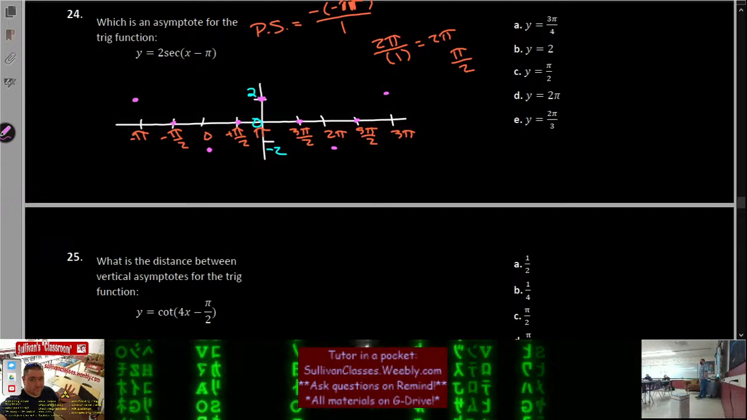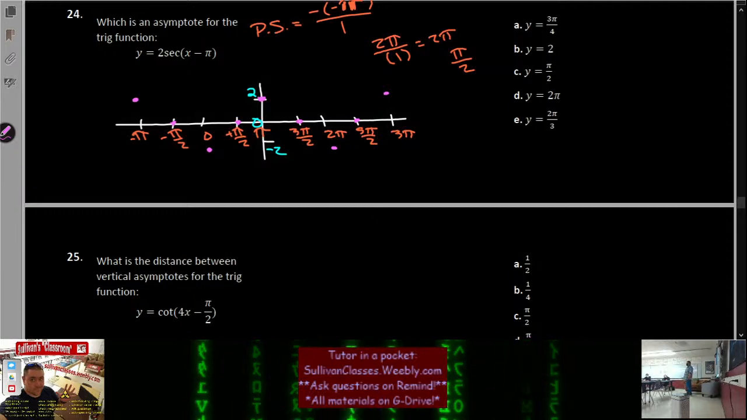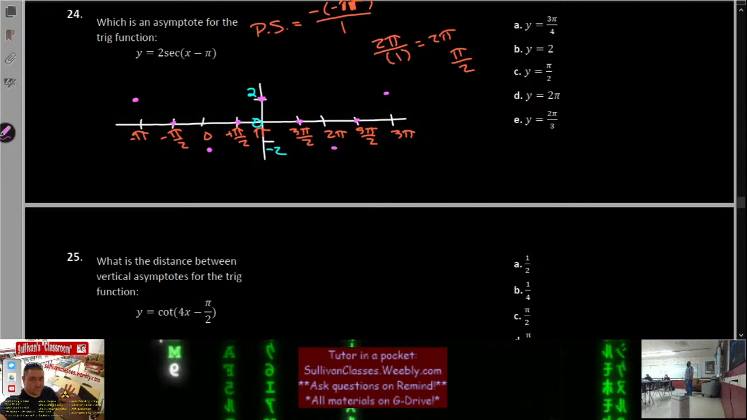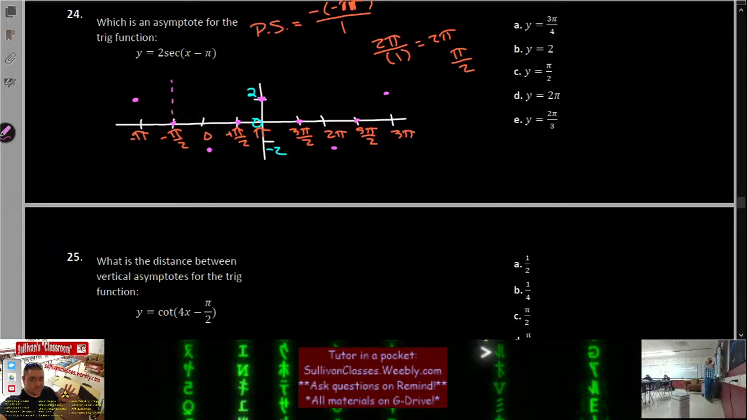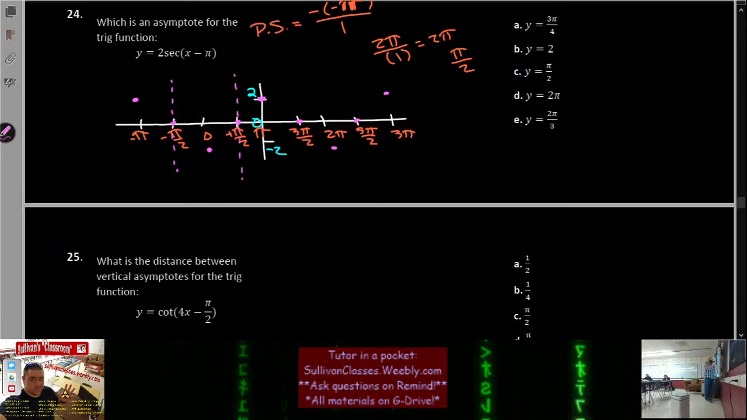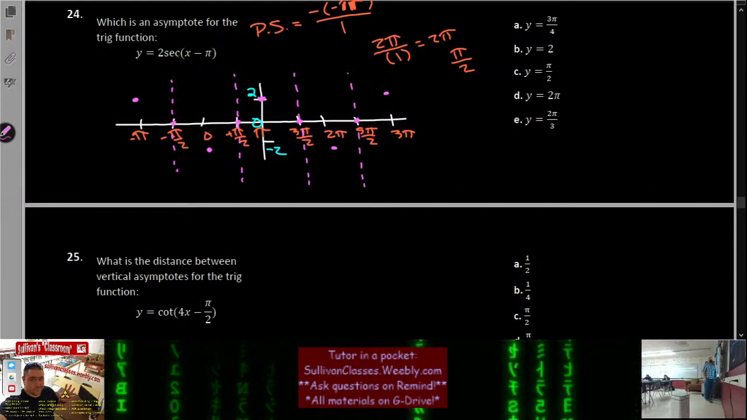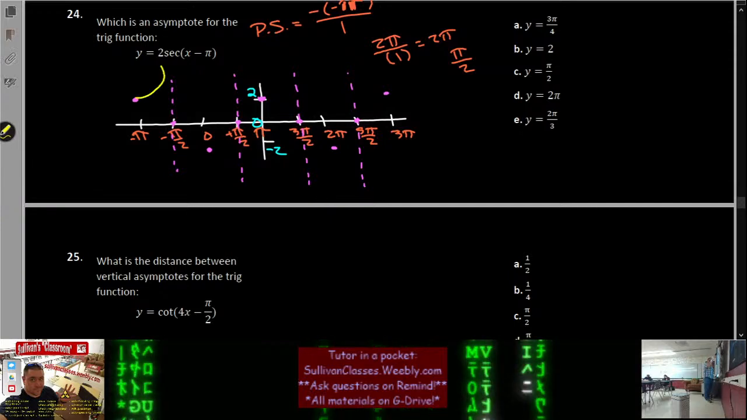But what is different with a reciprocal function as opposed to the regular cosine? It all explodes outwards. Everything that was an x-intercept is now an asymptote. Everything that was a maximum becomes a minimum, minimums become maximums.